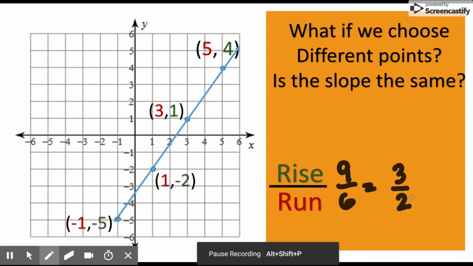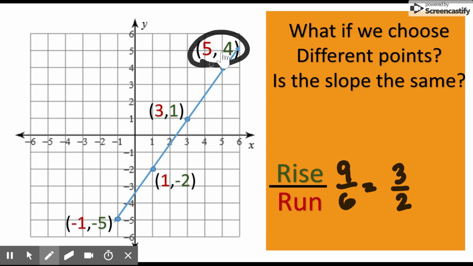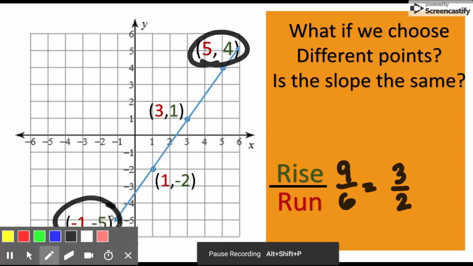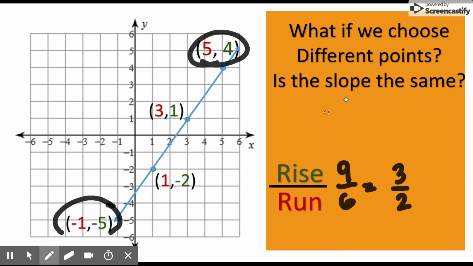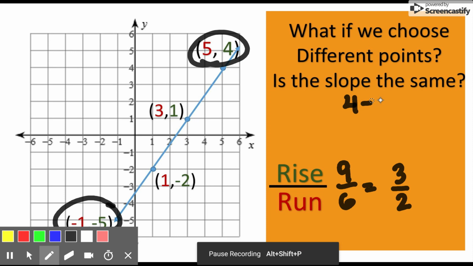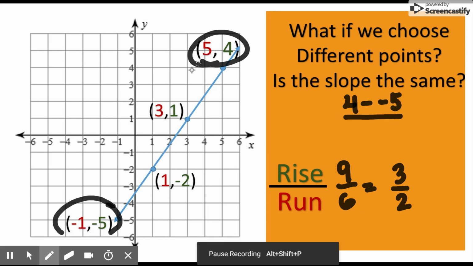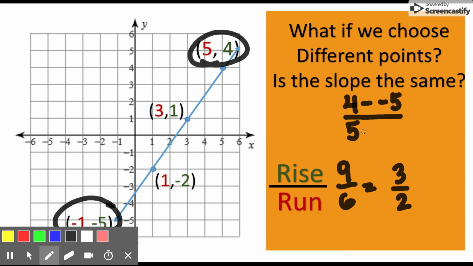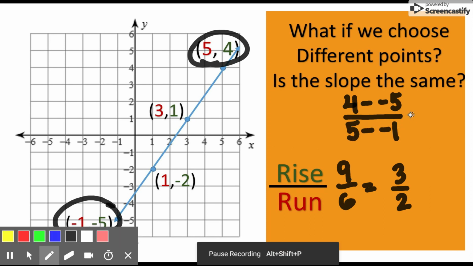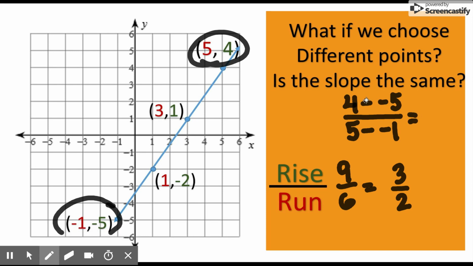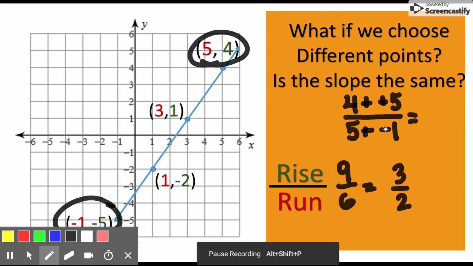Now, let's check with a different set of points. If I have (5, 4) and (-1, -5), if I take the difference of the y's, 4 minus a -5, over the difference of the x's, 5 minus a -1. We have to remember our integer rules. When you have two negative signs back to back, that makes plus. So we get 9 over 6, which reduces to 3/2.